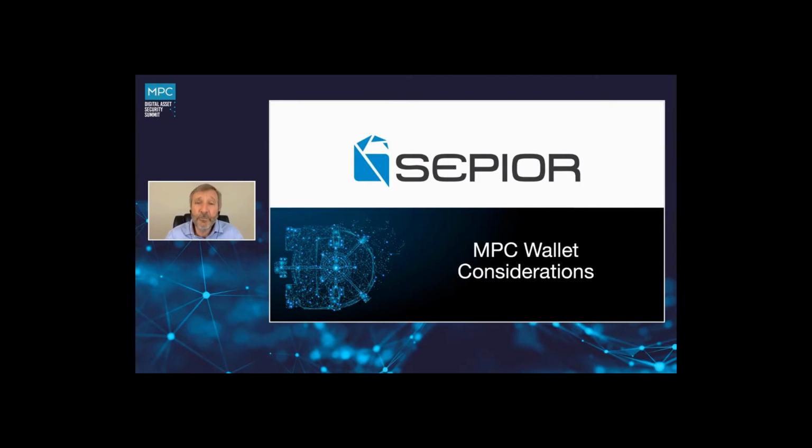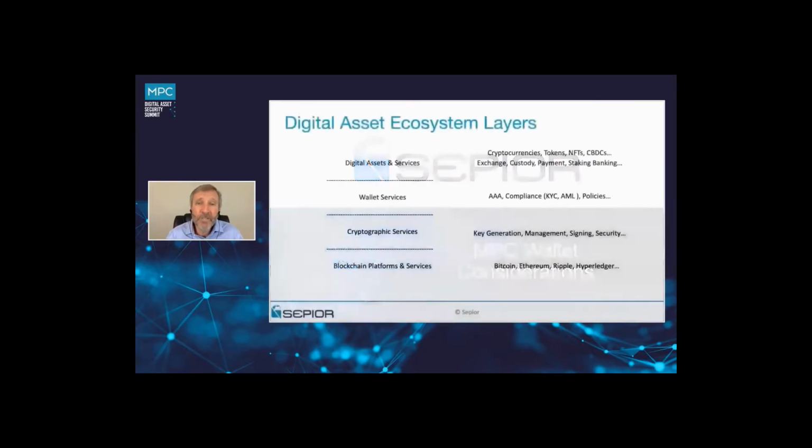We thought it would be helpful to quickly review some of the options and considerations for procuring or developing your own MPC wallets. As we saw earlier, a simplified construct for digital asset ecosystems consists of digital asset types and services at the top layer, wallet services providing account-level operation, an MPC cryptographic services layer to manage and protect the keys, and the blockchain layer to record the transactions and more.